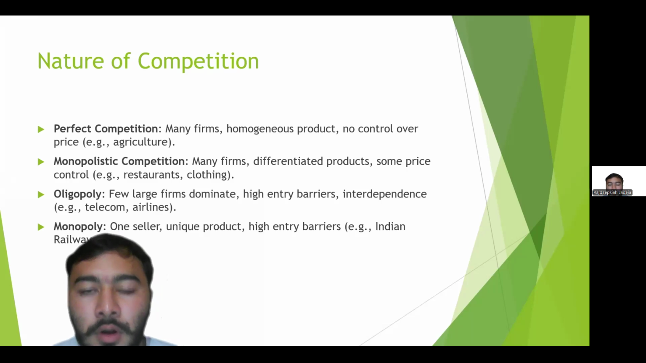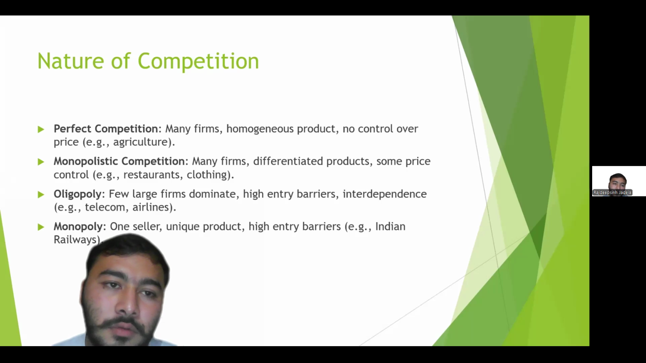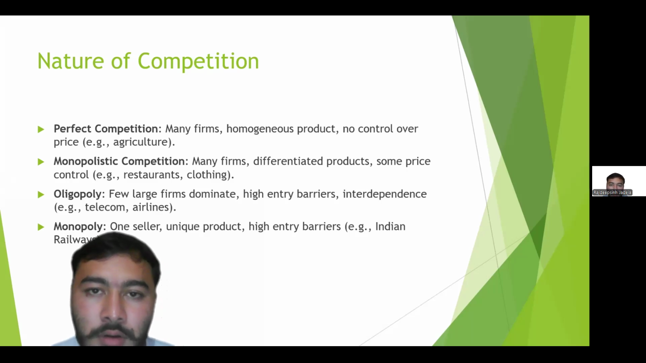It requires a lot of capital investment initially. And of course, you have to sustain for a very long run, so you need continuous financial fuel.